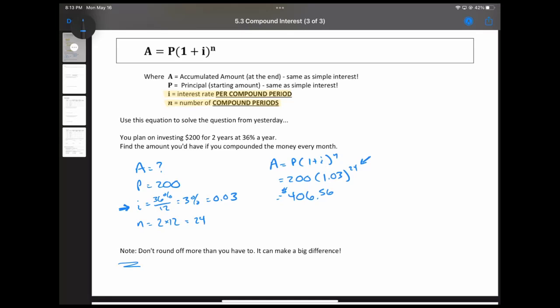So for instance, if I had put in 200 times 1.04 to the exponent 24, so just made that I value just a little wee bit bigger, that would have given me over $512. So my answer would have been off by more than $100 out of around 400. That's 25% error. That's pretty big. So try not to round off I more than you have to. If you can have the exact value in your calculator, that's even better. If not, try and keep a few decimal places.